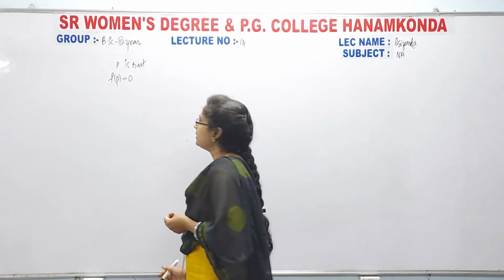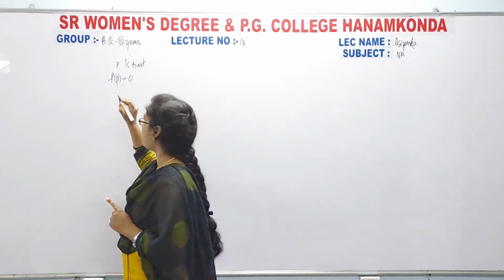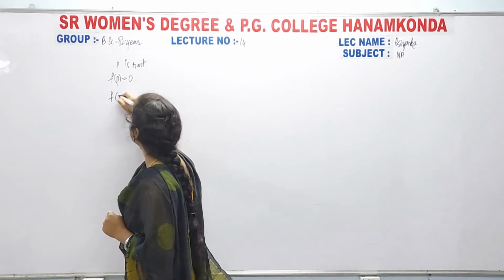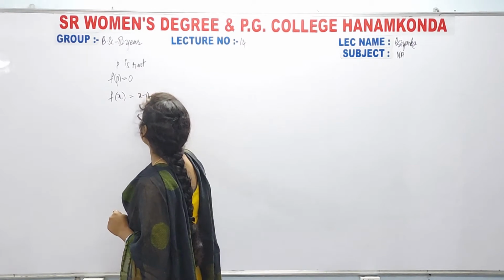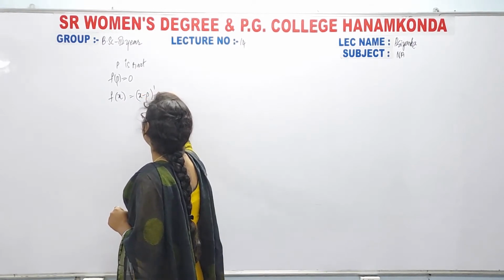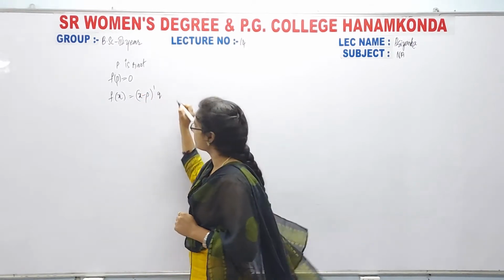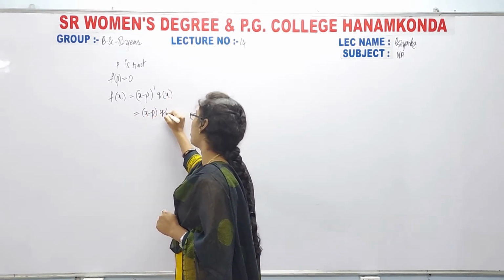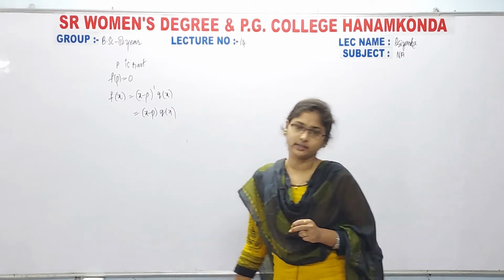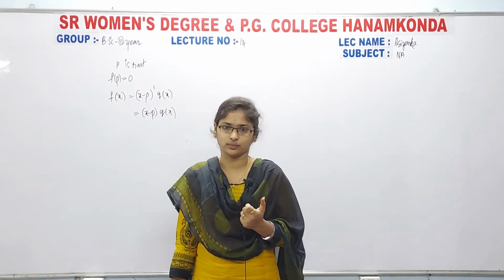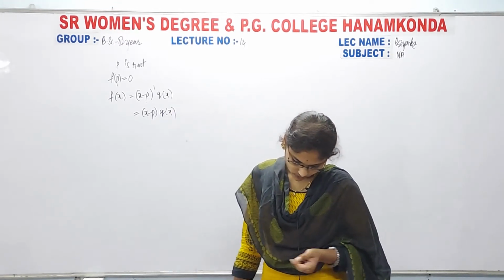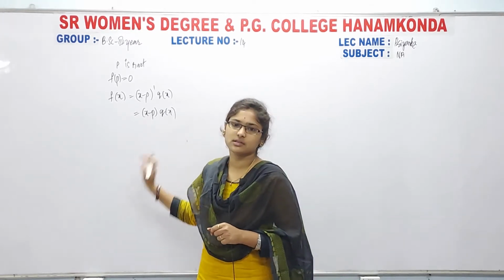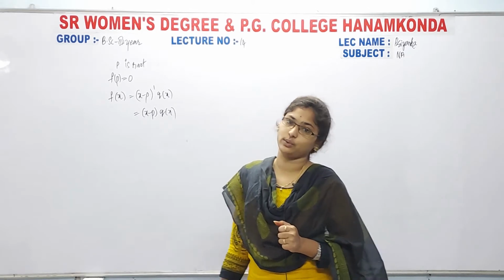A simple 0 means m equals 1 here, and f of x equals x minus p whole power 1 into q of x, that is, x minus p into q of x, because they mentioned that it is a simple 0, where limit of q of x is not equal to 0.